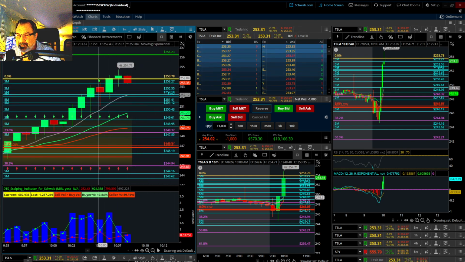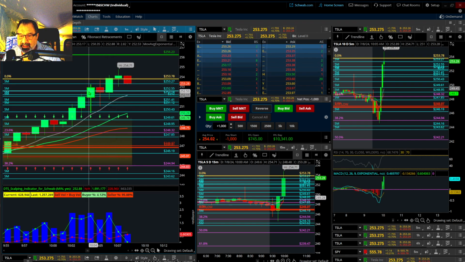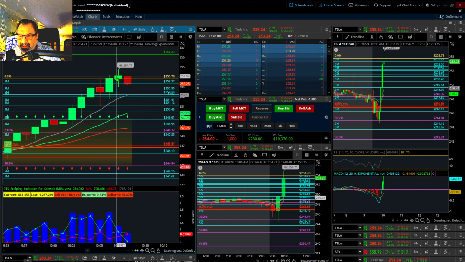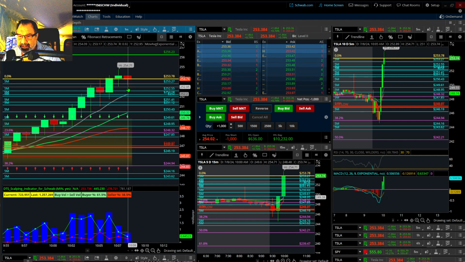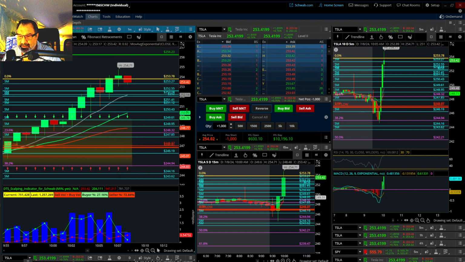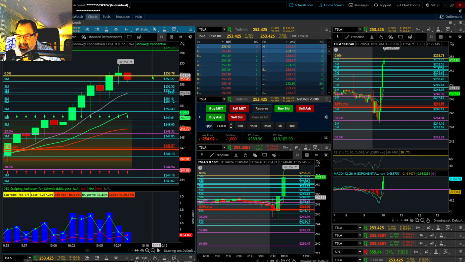So yeah, spinning top. That's a sign of a turnaround right there. We're sitting on top of the fib. And I don't know if it's going to just consolidate a little bit at this line and take off.